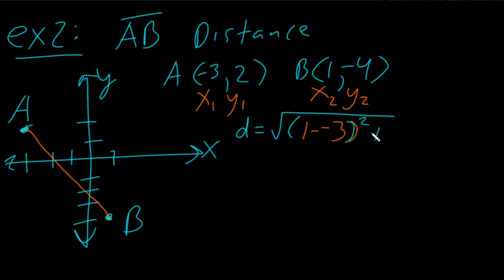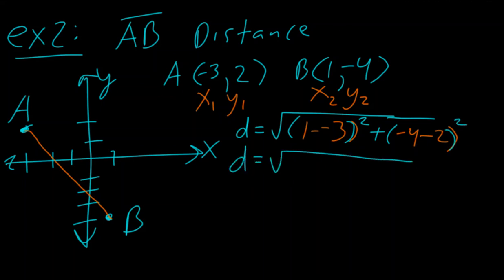and we'll square that, plus, and over here, we're going to subtract our y values, and so we have y2, which is negative 4, minus y1, which is 2. And of course that's squared. Okay, and so let's go ahead and work this down. We know that two negatives make a positive, and 1 plus 3 is going to be 4 squared, plus negative 4 minus 2. Remember, when you have two negative numbers, it's like you owe $4 and then you owe $2 more. Well, how much do you owe in total? You owe negative 6.